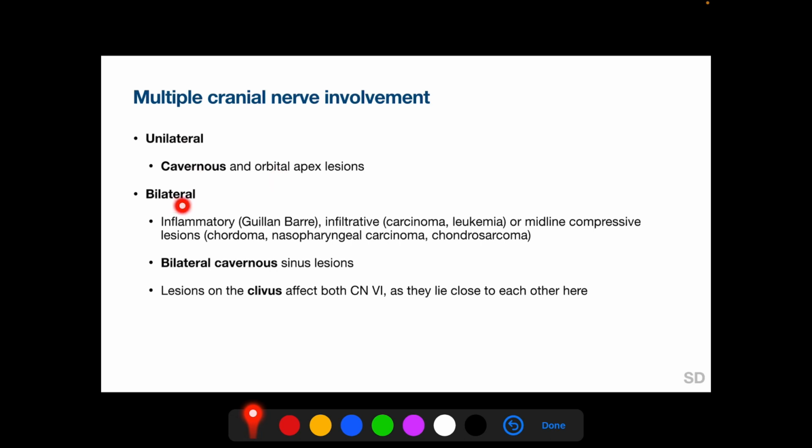Bilateral multiple cranial nerve involvement can result from inflammatory lesions such as Guillain-Barré syndrome, from infiltrative lesions such as carcinoma or leukemia, or midline compressive lesions such as chordoma, nasopharyngeal carcinoma, or chondrosarcoma. And cavernous sinus lesions can become bilateral because the two cavernous sinuses are interconnected by venous channels through the sella. As we have seen, lesions on the clivus or the posterior aspect of the sphenoid bone may affect both the cranial nerve 6 as they lie close to each other in this region.